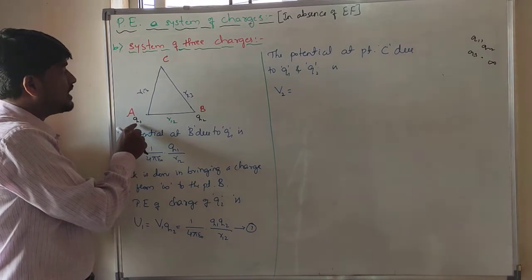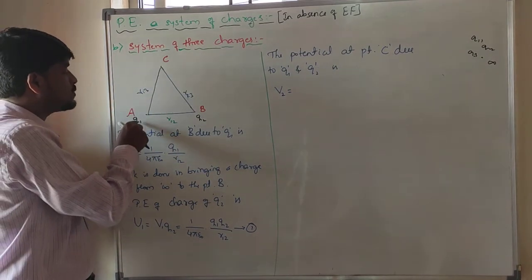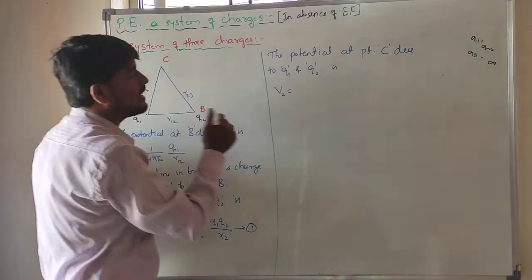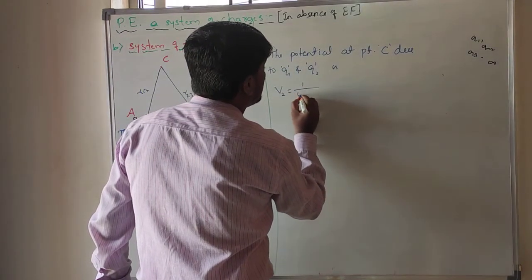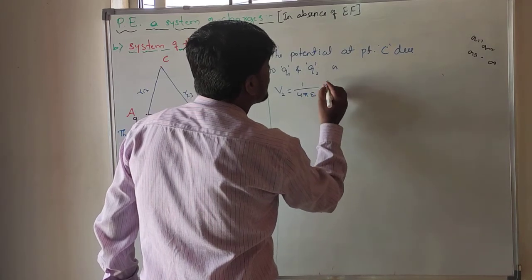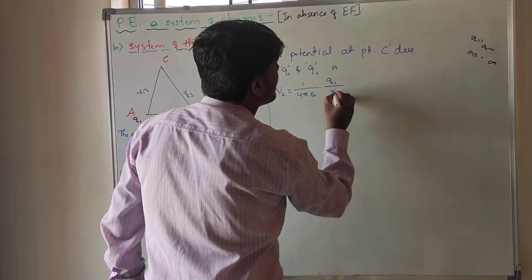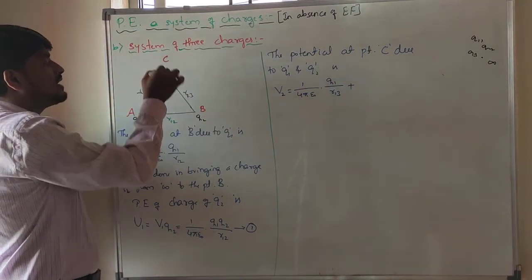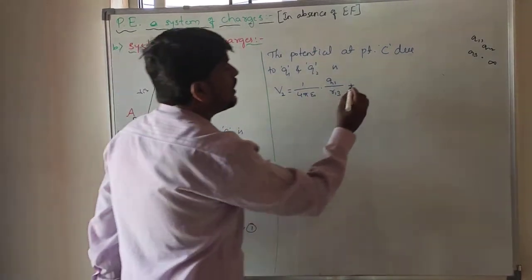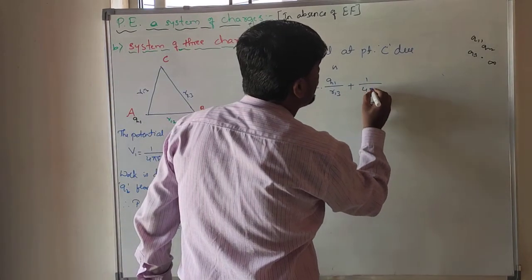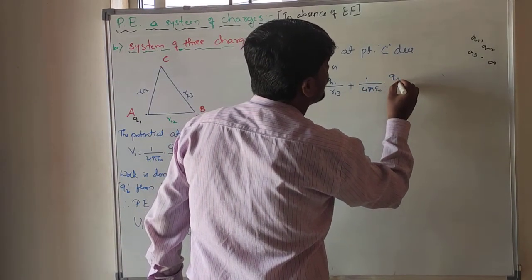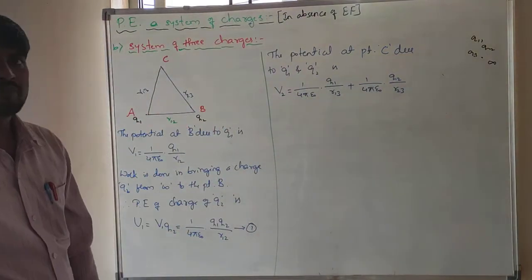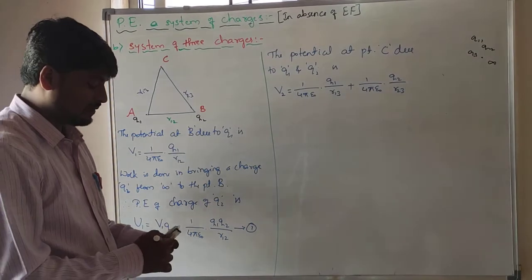First one is the potential at point C due to Q1, which is 1 by 4 pi epsilon naught Q1 divided by R13. So this becomes 1 by 4 pi epsilon naught into Q1 by R13 plus the potential at point C due to Q2, which is again 1 by 4 pi epsilon naught into Q2 by R23. It's over. Next, same procedure again.